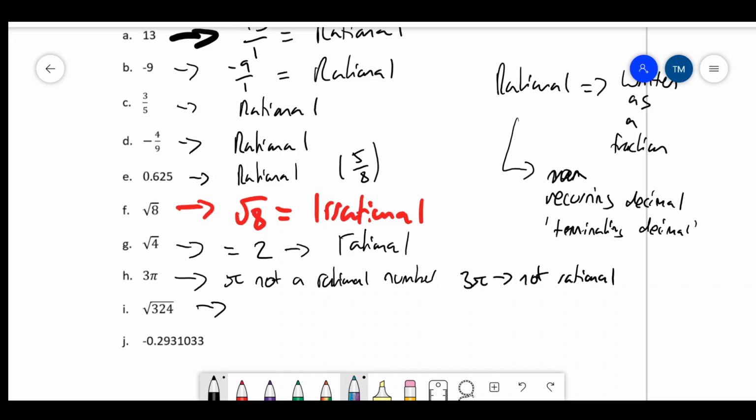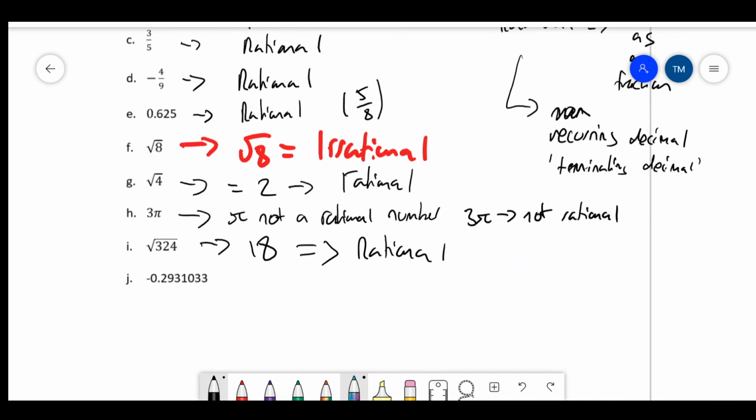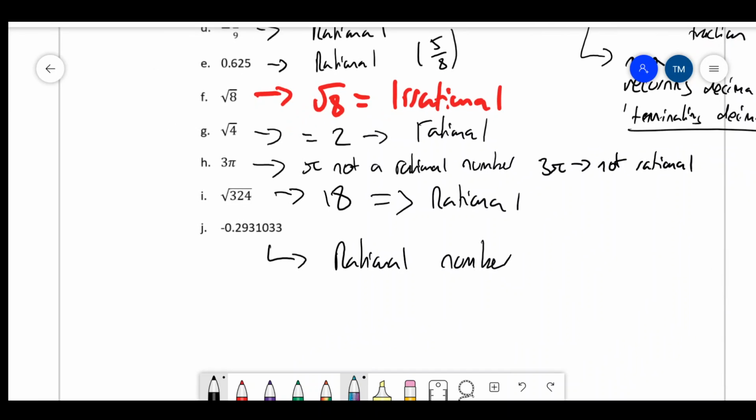So square root of 324, if you did this on your calculator, you should get 18, which means that it is rational. And the final one, minus 0.293133, is actually a rational number, because it's what's called a terminating decimal. It has an end point to its decimal, therefore it can eventually be written as a fraction. Even though the fraction will be very difficult, we can still treat it as a rational number. So if you see an example like this in your exam, it will be a rational number.